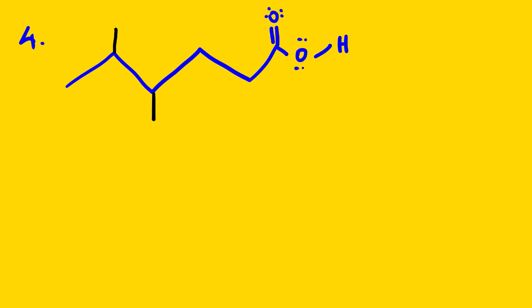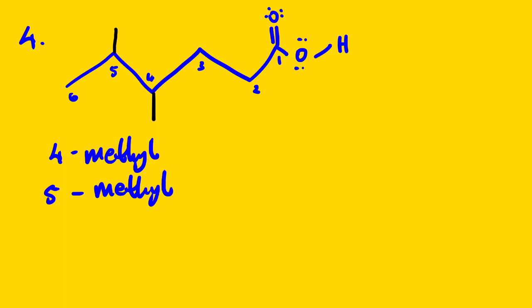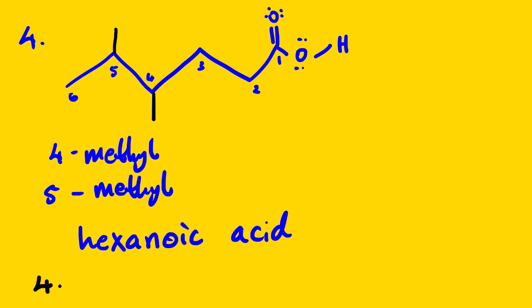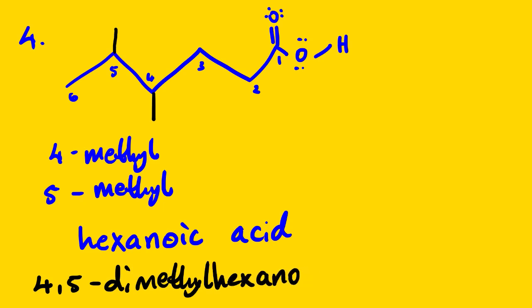Okay, let us look at this one whereby we have substituents. This will be 1, 2, 3, 4, 5, and 6. Carbon number 4, we have a methyl. Carbon number 5, also have a methyl. And then we have 6 carbons, so this will be hexanoic acid. So when we write this, we're going to say 4,5-dimethylhexanoic acid.